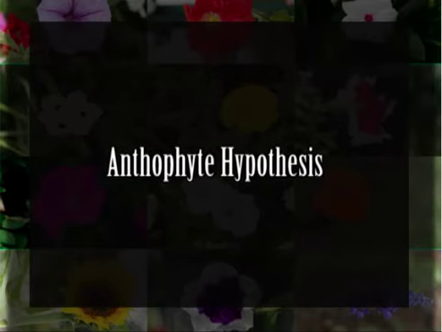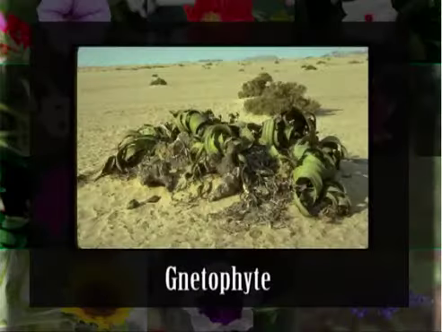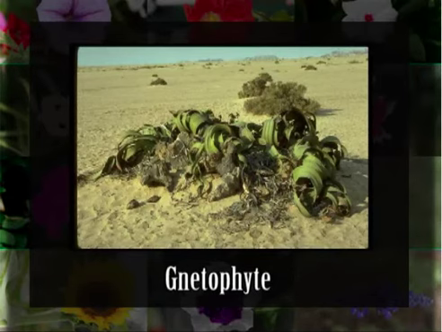Now, let us discuss the Anthophyte hypothesis. In 1986, Doyle and Donoghue proposed that flowering plants were derived from Gnetophytes. The Anthophyte hypothesis was developed further in later years. However, after reconsidering incongruent molecular, phylogenetic and morphological data, the Anthophyte hypothesis was rejected by the authors in 2000.